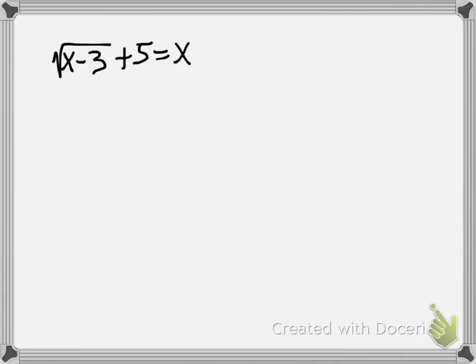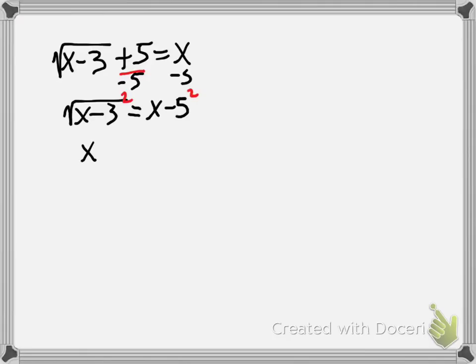Your steps are still the same as it was before. You do want to go through and get your radical by itself, so in this one I'm going to have to get rid of this plus 5. So to get rid of that plus 5, I'm going to have to minus 5. So I get the square root of x minus 3 is equal to x minus 5. Can't read my own writing there. Okay, so now my radical's alone, so I can go on to the next step, which just means that I'm going to square both sides.